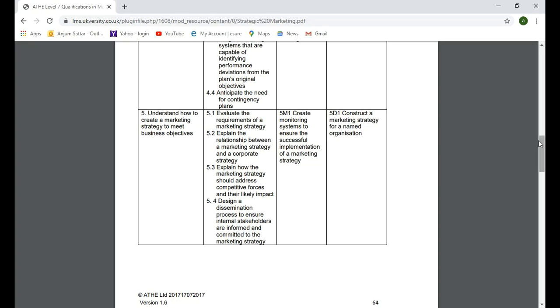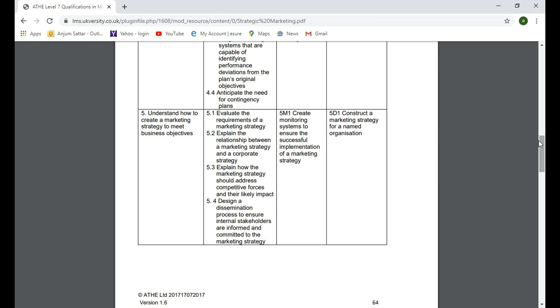What is meant by stakeholders? Stakeholders means anybody who has any interest in the business. Internal means within our organization: our employees, our investors, our directors. These are our internal stakeholders.